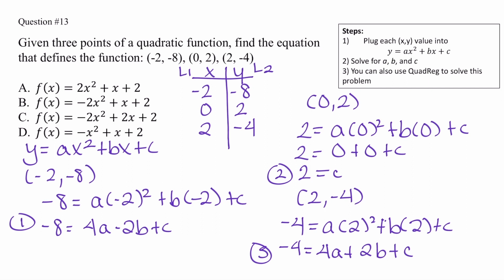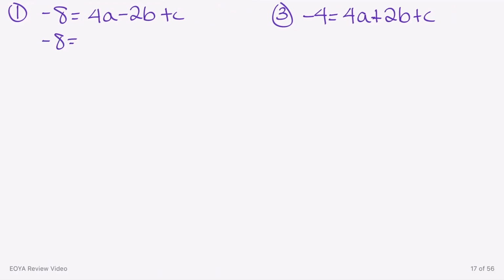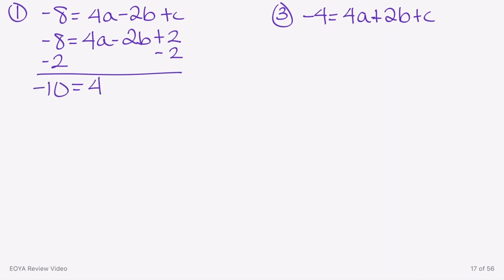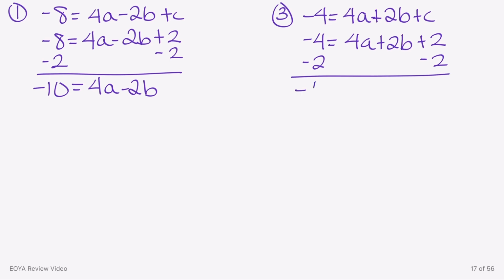So now what I'm going to do is take this second equation, 2 equals c, and plug it into both these equations to simplify them a little bit further. If I plug in 2 equals c, I have negative 8 equals 4a minus 2b plus 2, and then I can subtract that 2 from both sides. And that gives me negative 10 equals 4a minus 2b. In this equation, if I plug in c equals 2, I have negative 4 equals 4a plus 2b plus 2, and then I can subtract 2 from both sides, and that gives me negative 6 equals 4a plus 2b.